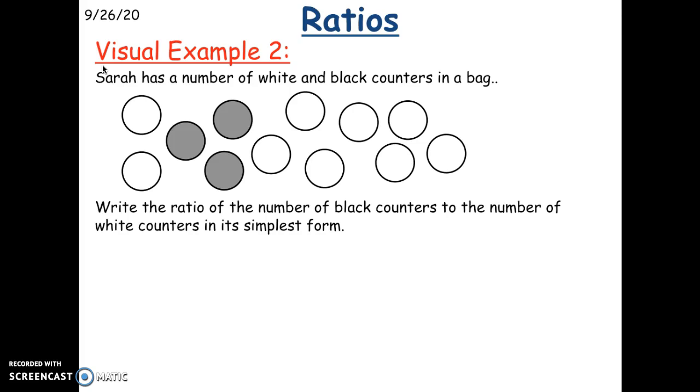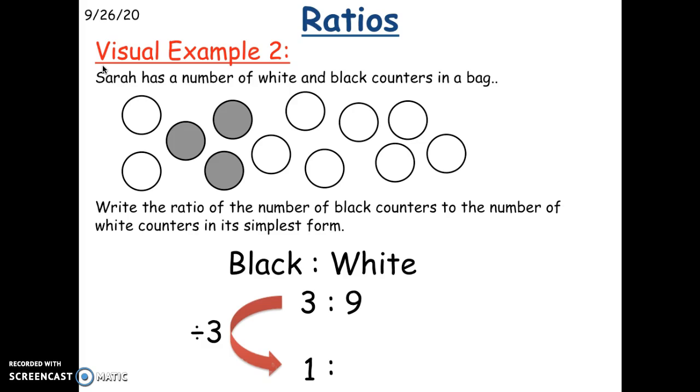All right. Another example. Why not pause the video at this stage? Complete your answer by writing your answer and then simplifying where possible. Having done that, then you continue to look at this video. Kindly pause. Alright, here we go with our solution, black to white. 3 to 9. Are we able to simplify? Is this already simplified for us? No, it's not. So we divide. We scale down.